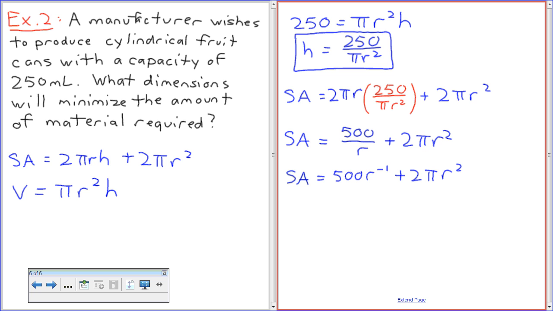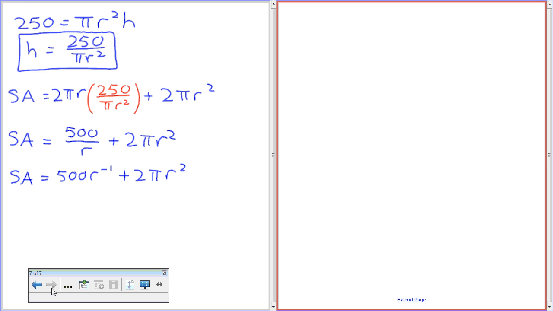Okay. So can I get somebody to take the derivative here? Bailey, since you're back today, can you be brave and take the derivative for me? Would that be -1? Would be -500. Would be -2. Plus 1 pi r. Thank you.